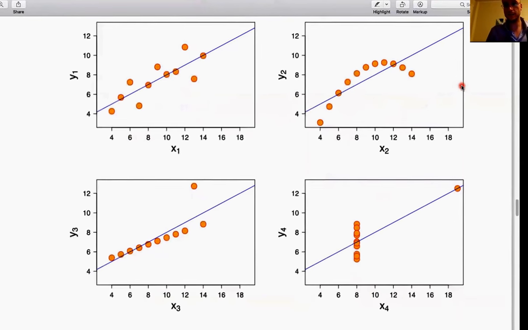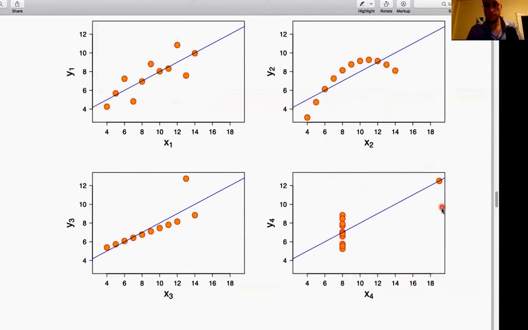And someone has a question. Sorry. Yeah, someone asked, on the third graph right here, if you look at this one with the outlier, if we remove the outlier, would the correlation be affected? Yeah, of course it would be.